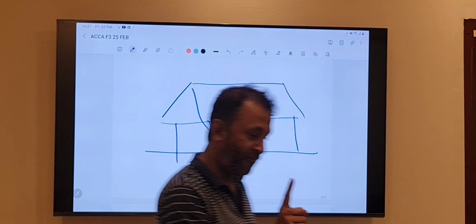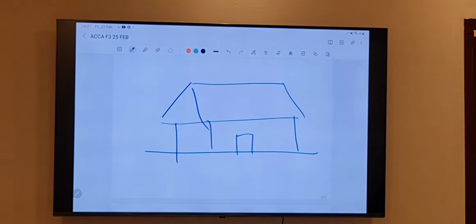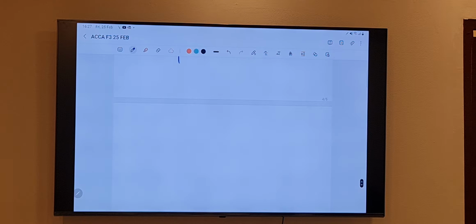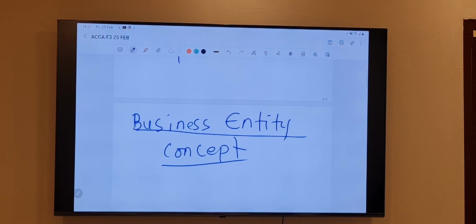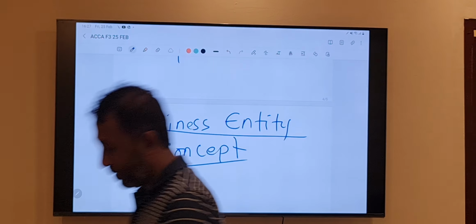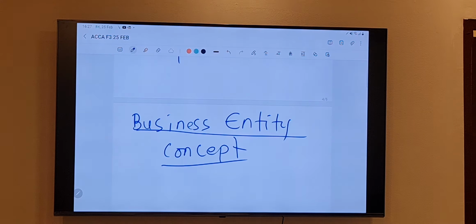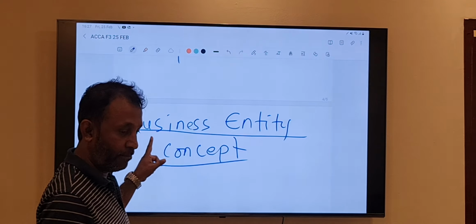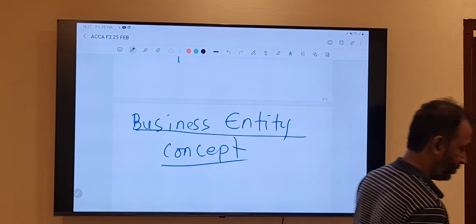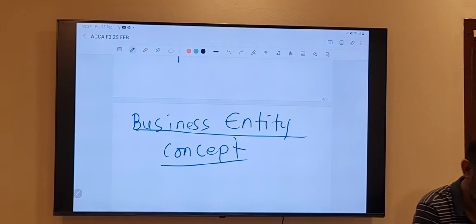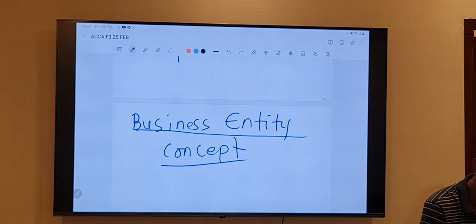The very first foundation, or the concept and principle, is the business entity concept. This is the first concept that any accounting student should study. Business entity concept. Now what do you mean by this?